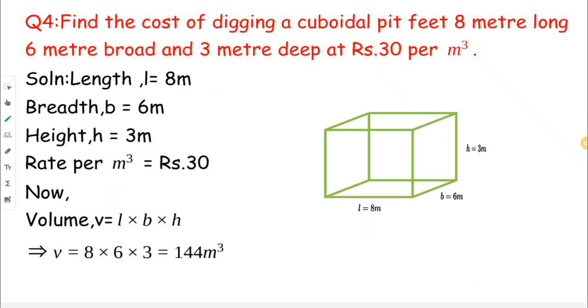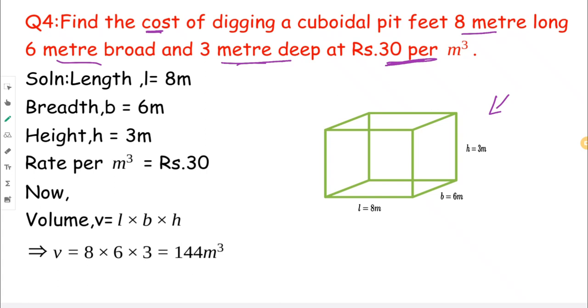Question number 4, find the cost of digging. So cost means what? Amount, or money, of digging a cubical pit 8 meter long, 6 meter broad, and 3 meter deep. So deep means I'll get the height. So here you can see the dimensions have already been given to us. So per meter cube, how much? Rupees 30. So I have to find the volume.